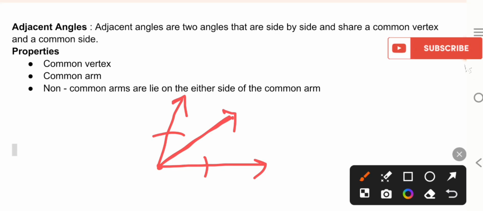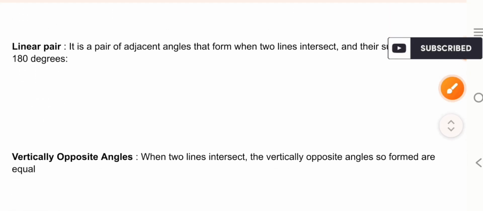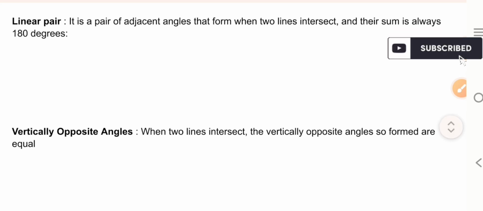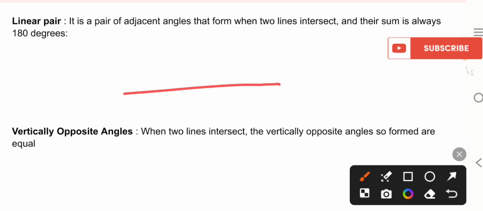Next, linear pair. It is a pair of adjacent angles that form when two lines intersect, and their sum is always 180 degree. It means it is a straight line and the sum of the two angles is 180 degree. We know that a straight line always has 180 degree. This is an obtuse angle, this is an acute angle. The sum is always 180 degree. A linear pair is always represented like this.